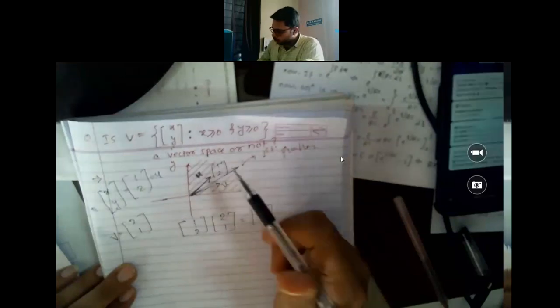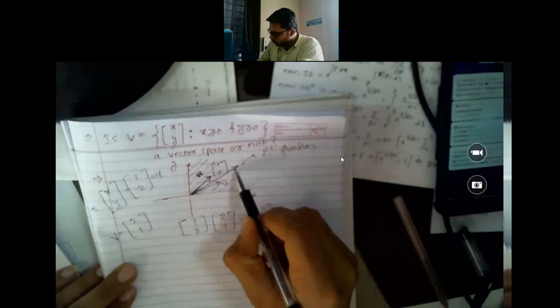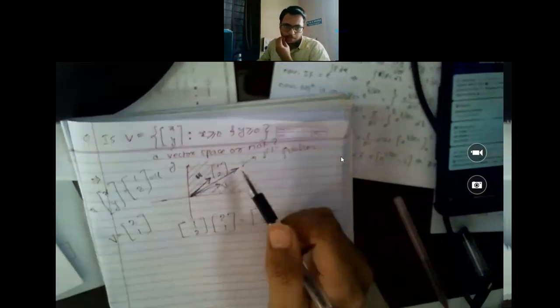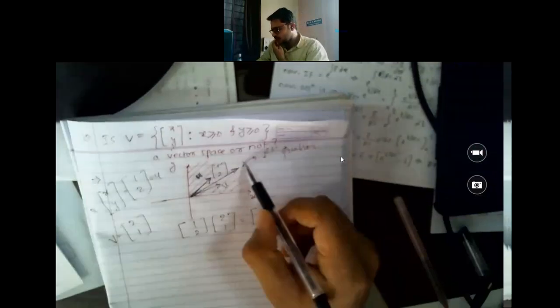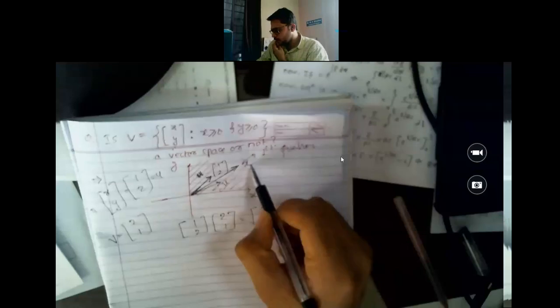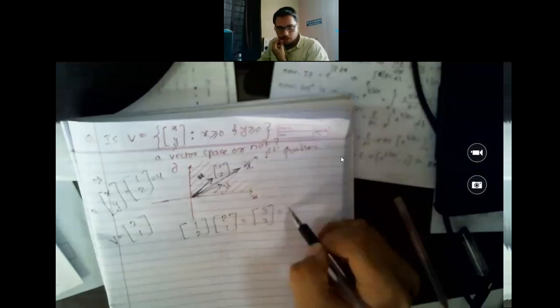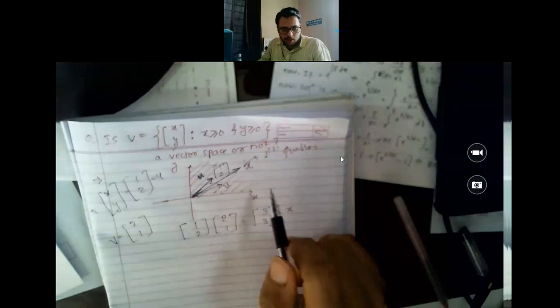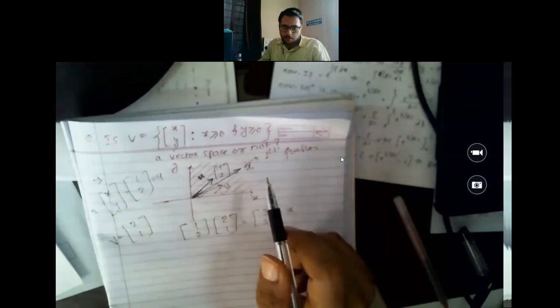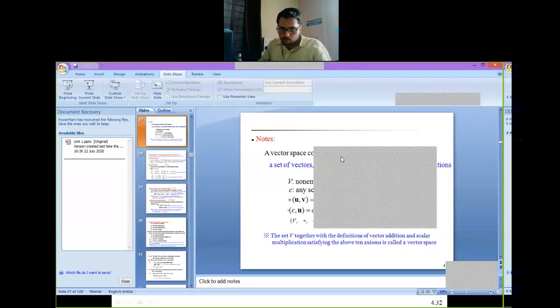Can you tell me whether it is closed under vector addition or not? Let's say this is some vector x. Is your addition operation getting satisfied or not? Is the first condition that Anurag has written correct or not?